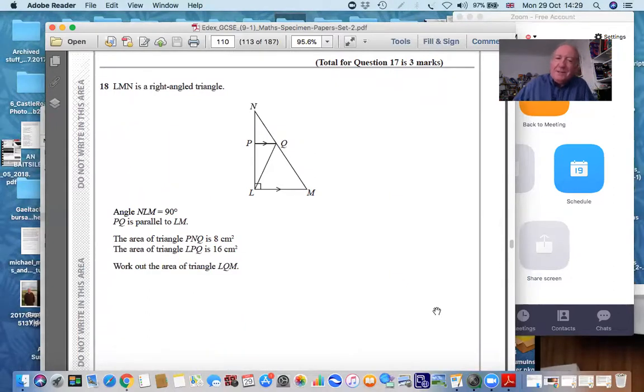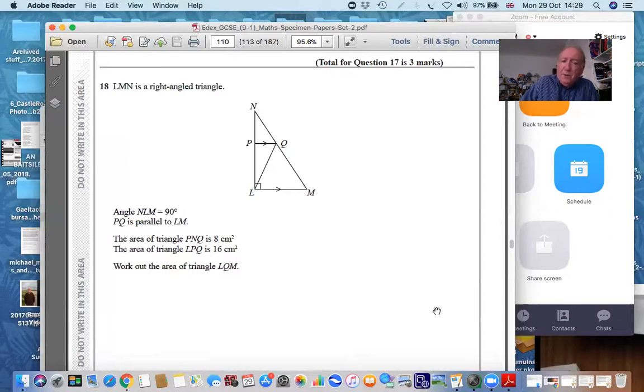Whatever the significance of that is, we will be wondering about that. The area of the triangle PNQ is 8 square centimeters, PNQ. And the area of triangle LPQ, L to P to Q, is 16 square centimeters. Right, okay. All very iffy.